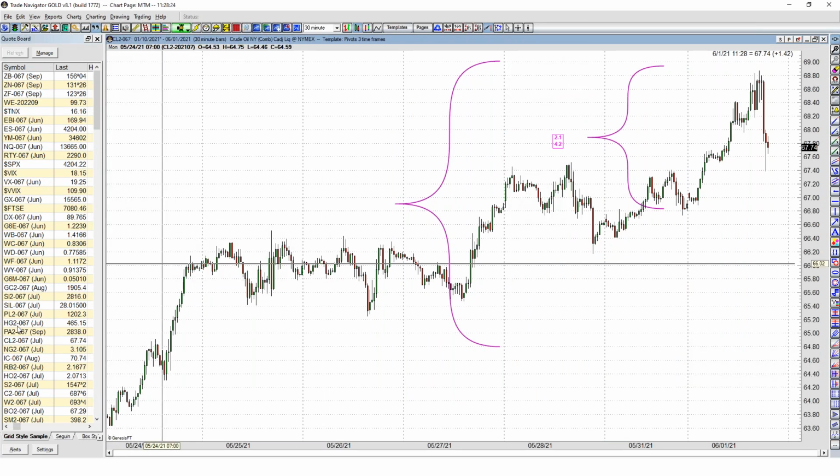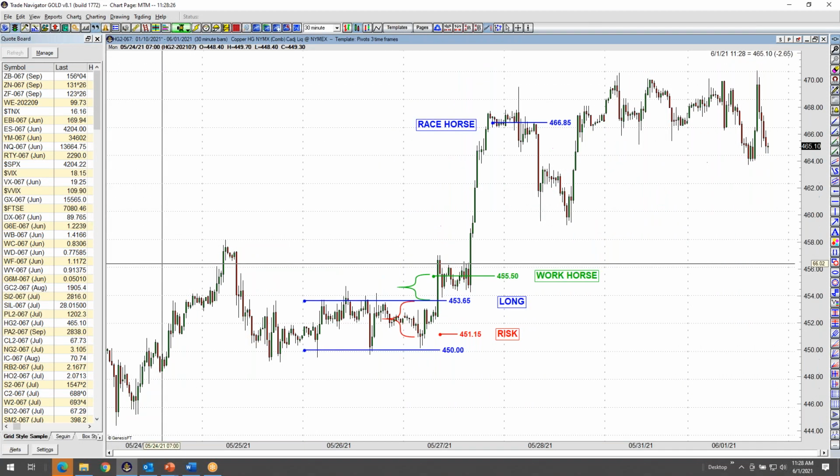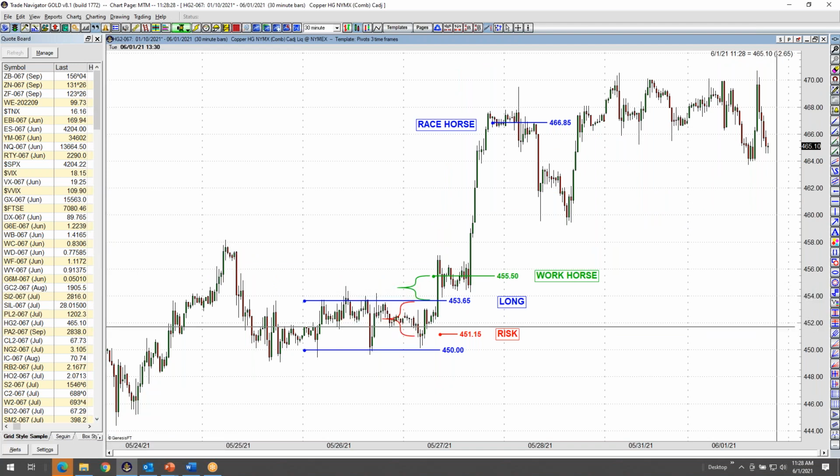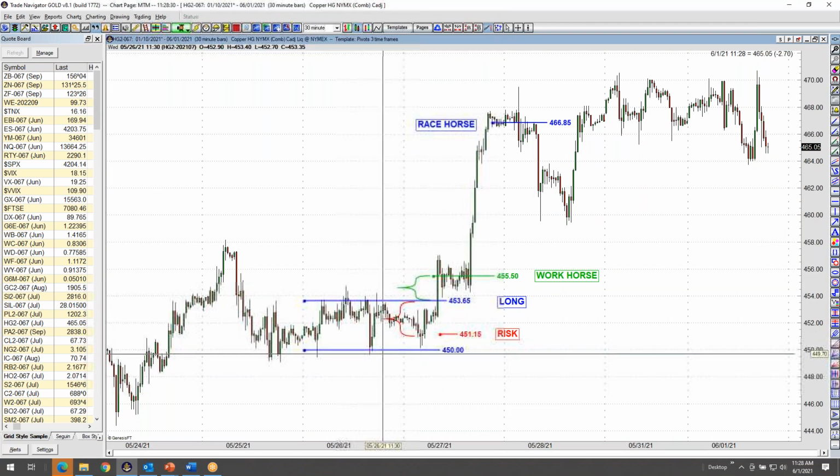So let's go to copper here. And I've got it all mapped out for us. On this day, we had a signal, hey, copper is ripe and ready to move in a rather violent way. And we had our buy signal here at 453.65. We had a sell signal here at 450.